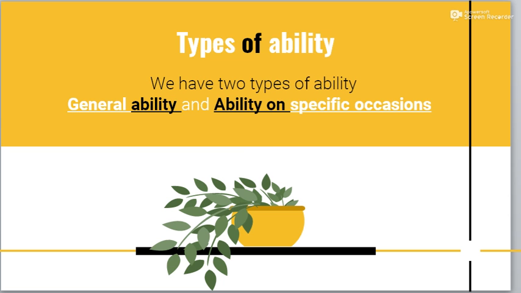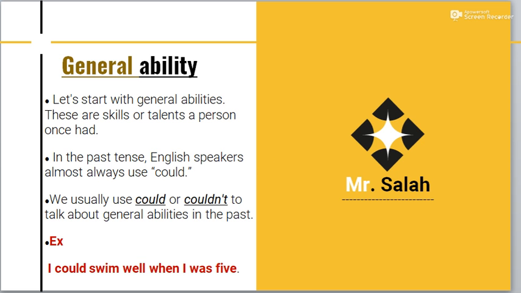According to our rule today, we have two types of ability. The first one is general ability, and the second type is ability on specific occasions or particular situations. Let's start with general abilities. These are skills or talents a person once had. In the past tense, English speakers almost always use could. We usually use could or couldn't to talk about general abilities in the past.